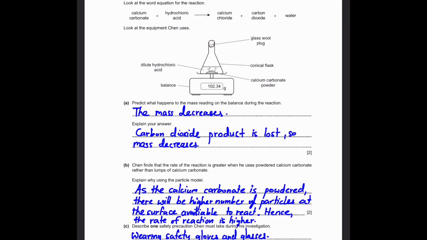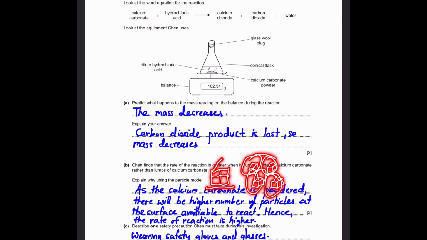B. Chen finds that the rate of reaction is greater when he uses powdered calcium carbonate rather than lumps. Explain why using the particle model. Well, we can use surface area to explain this. As the calcium carbonate is powdered, there'll be a higher number of particles at the surface which are ready to react. So I'll just say using 4 1x1 cubes. If we put it like this, the surface area will be lesser. But if we put it like this, 4 separate cubes, if we do it like that, there'll be more surface particles which are able to react.